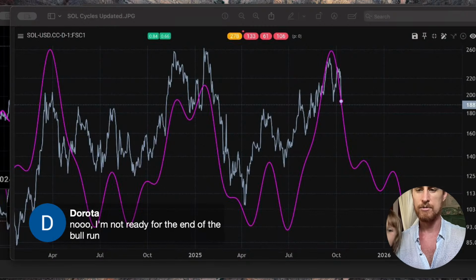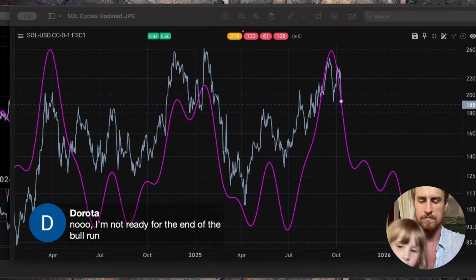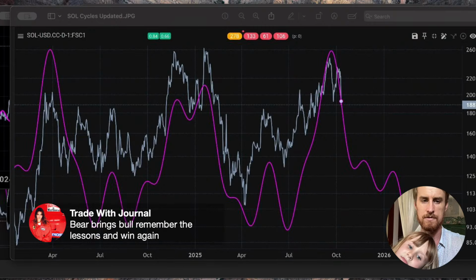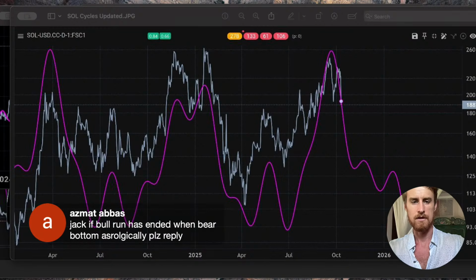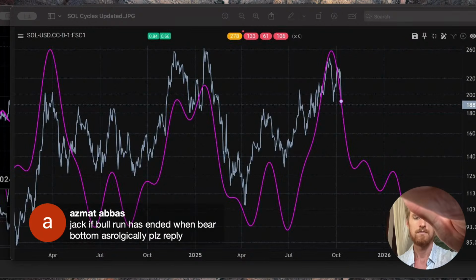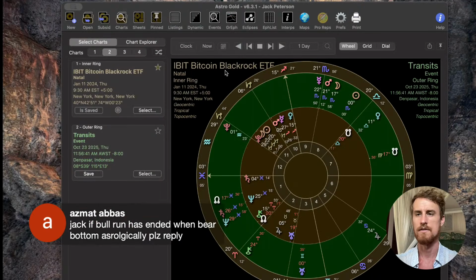I know, we don't want the bull run to end, but it always ends before we're ready to call it. That's what happens. Bear brings bull, remember the lessons and win again. Yes, exactly. The lessons are the most valuable thing. Jack asks, if the bull run has ended, when is the bear bottom astrologically? I cannot tell you exactly.